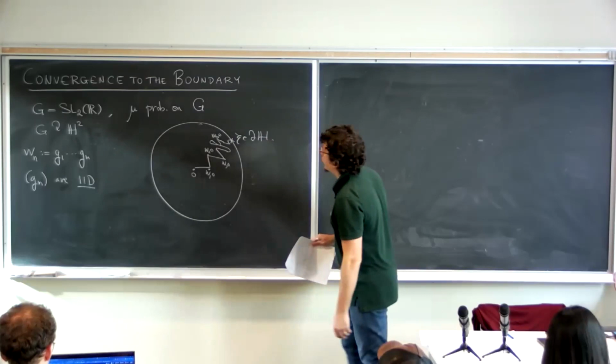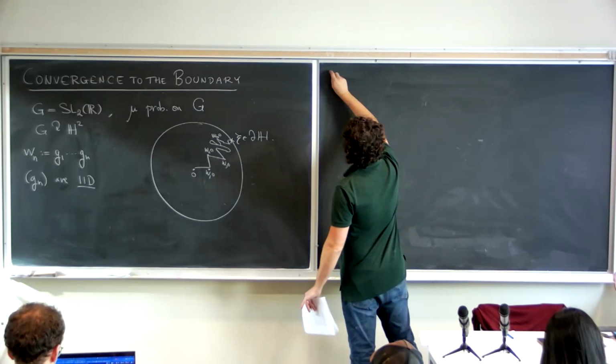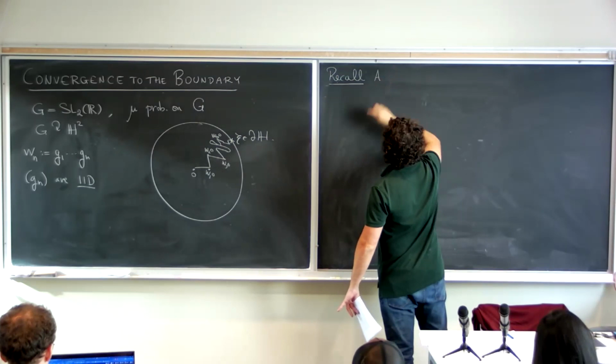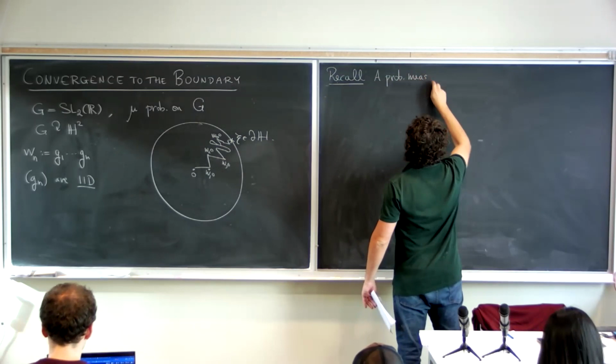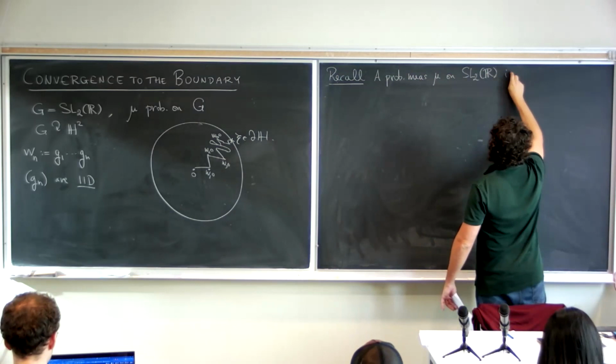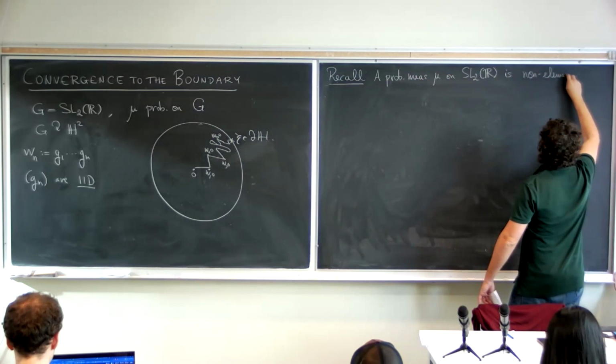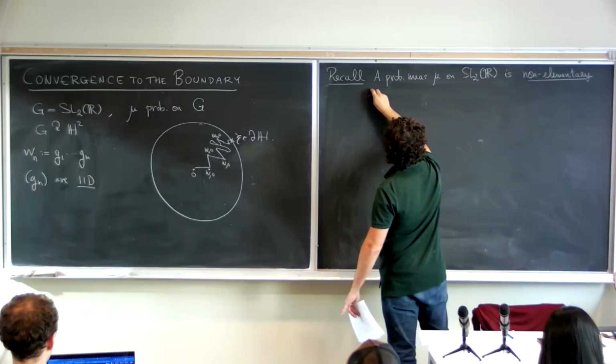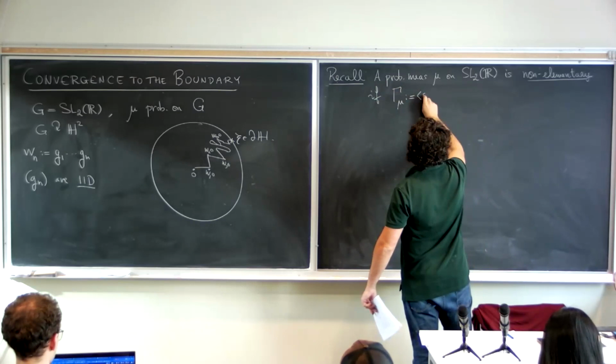So basically, recall the following. We can recall that a probability measure mu on, say, SL2(R) is non-elementary if, let's call it Gamma mu, Gamma mu is the group generated by the support of mu.